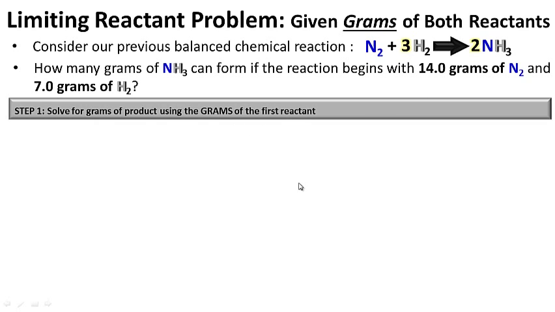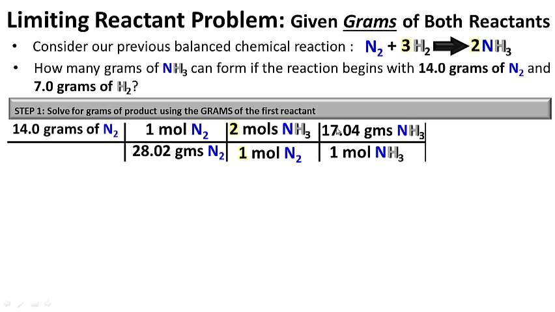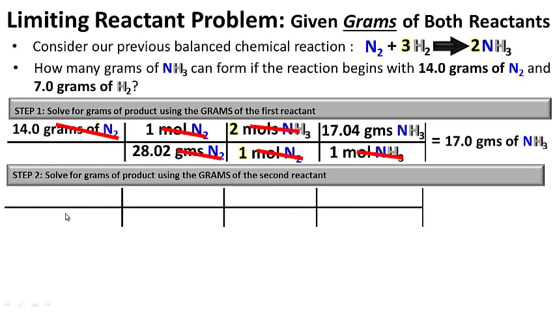So we have 14 grams of N2. We know 1 mole of N2 has a molar mass of 28.02 grams of N2. Now our mole ratio here, we know that 1 mole of N2 will produce 2 moles of NH3, and 1 mole of NH3 has a molar mass of 17.04 grams of NH3, giving us 17 grams of NH3 can be produced. Step 2, solve for grams of product using the grams of the second reactant.